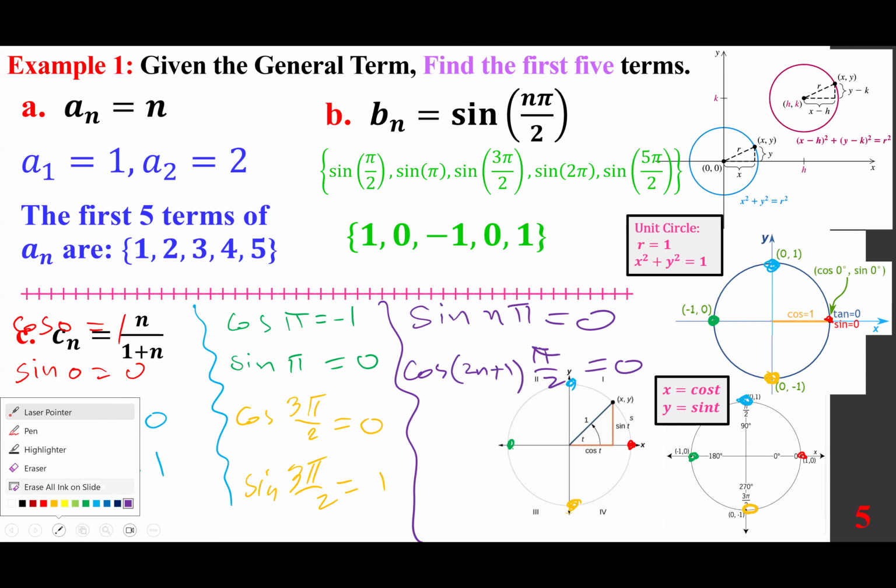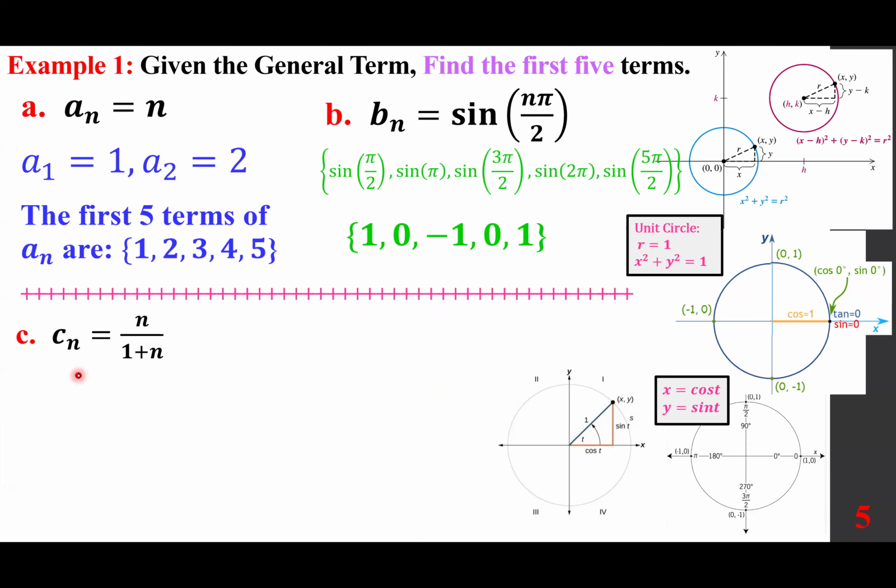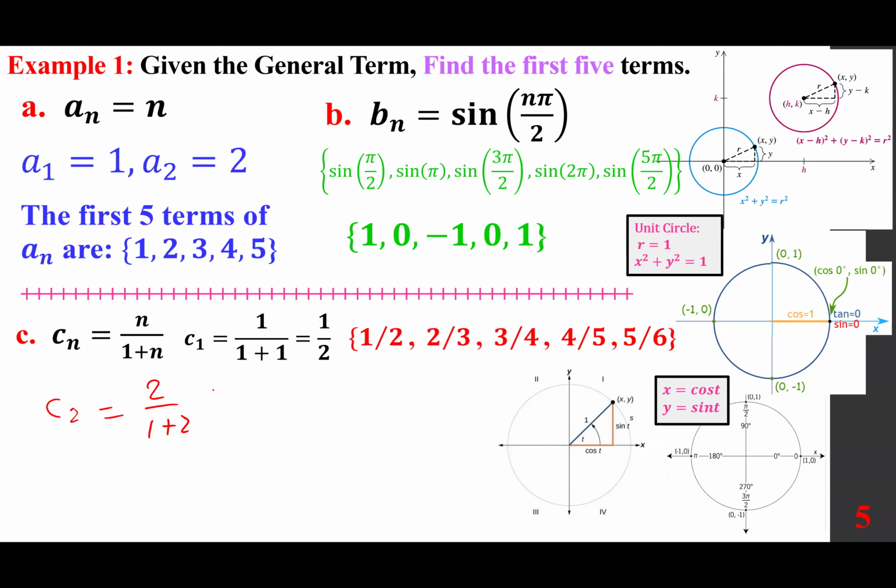Now, we want c sub n equals n over 1 plus n. So simply put, if I want n to be 1, just put 1 here, and 1 here, you get 1/2. If I want c sub 2, I put 2 over 1 plus 2, 2/3, and the rest of them follow. So this was a very, very simple example.